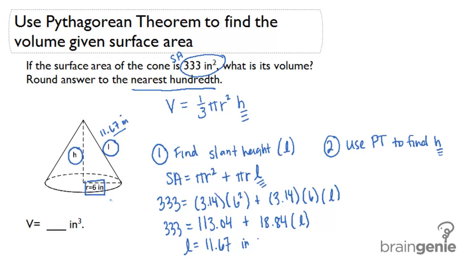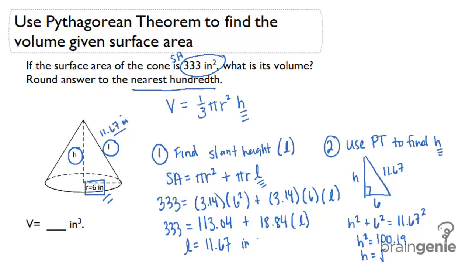Now I know two sides of my right triangle, which enables me to use Pythagorean theorem. Here's my triangle. The radius is 6, the height is h, and the slant height is 11.67. Let's set up Pythagorean theorem. We would have h squared plus 6 squared equals 11.67 squared. If I solve this out and do 11.67 squared and subtract 36 from it, I get h squared equals approximately 100.19. And since that's clearly not a perfect square, I take the square root of it and I get an answer that's going to be really close to 10.